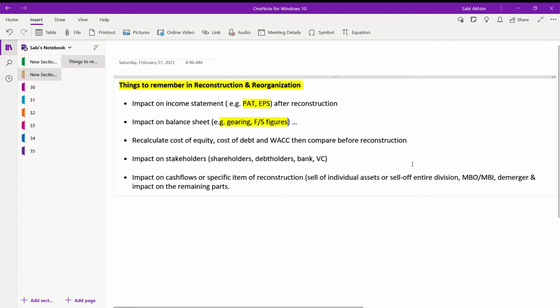Coming to the third point: recalculate cost of equity, cost of debt, and WACC, and then compare with before reconstruction. What is this third point? This point links to which chapter of your syllabus? Section B, Advanced Investment Appraisal, exactly. Because there you studied cost of equity, WACC, and all those things, right? You have to apply it here as well.